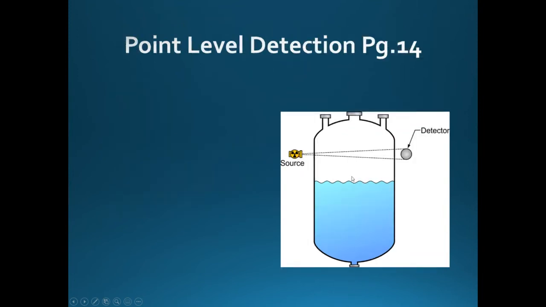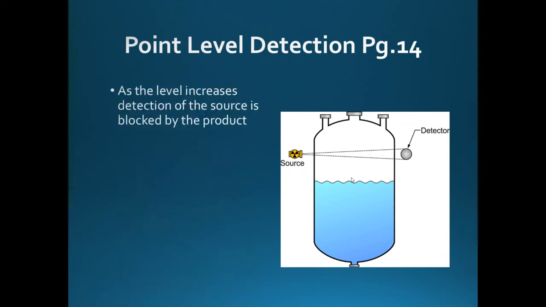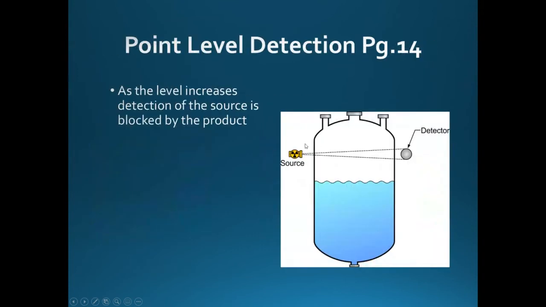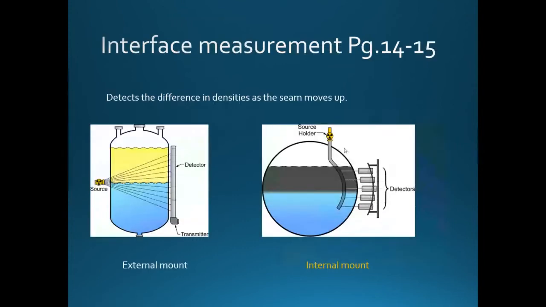Okay, point level detection, basically the same amount of hardware, except we have a much, much smaller detector. Point level detection is essentially a very expensive nuclear level switch. So again, just a point level detection, this does nothing whatsoever until the level blocks the beam. Not a great use, maybe, but I'm sure there are applications for this.